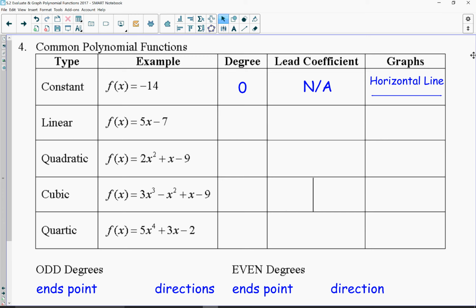The next type is a linear function. We're pretty used to linear functions. These are always degree 1. If you have a linear function, it's not shown, but there is the exponent of 1 on that variable. The lead coefficient here in this example is 5. But the lead coefficient for all of these tells us whether we have positive or negative slope. That's important because the graph of a linear function is always some form of line, diagonal line.